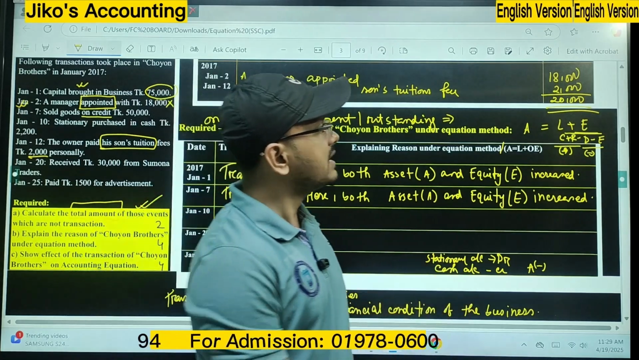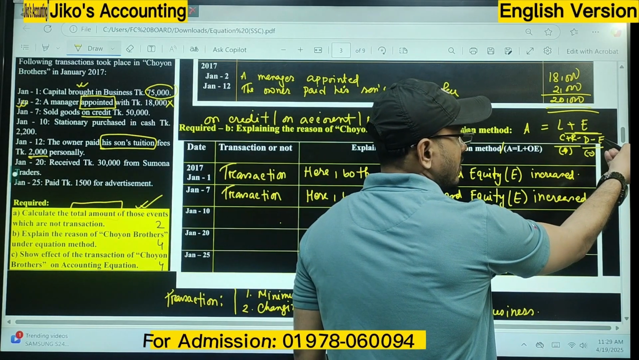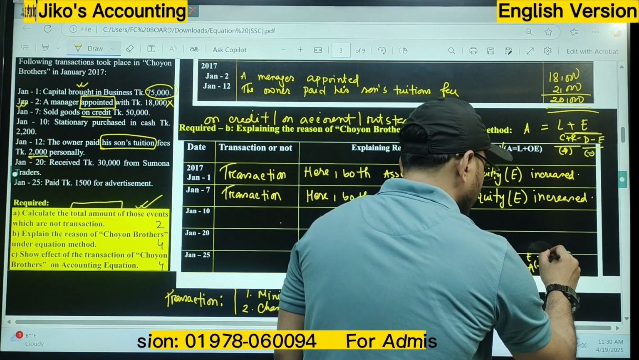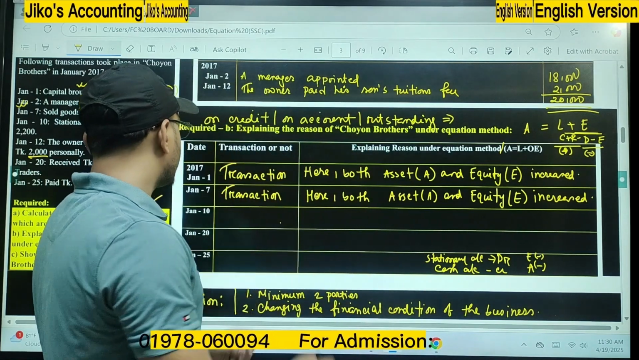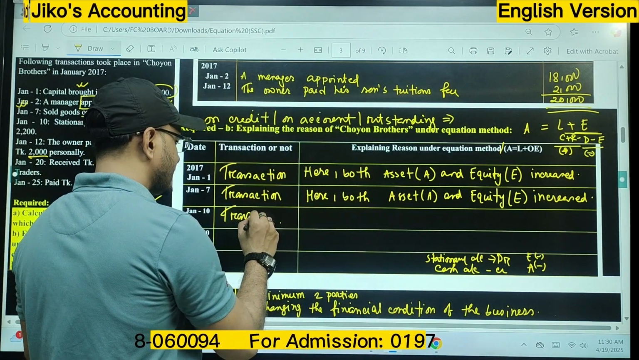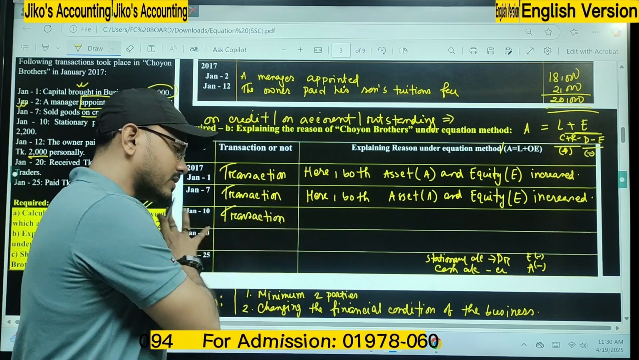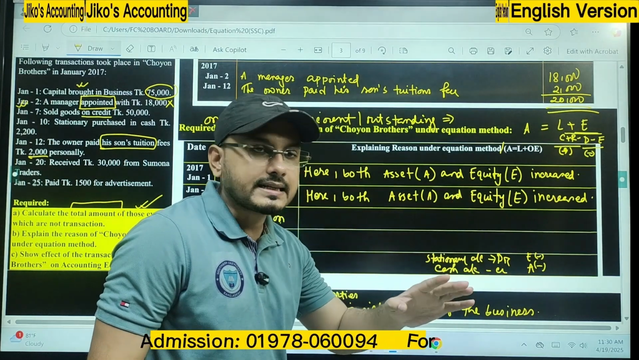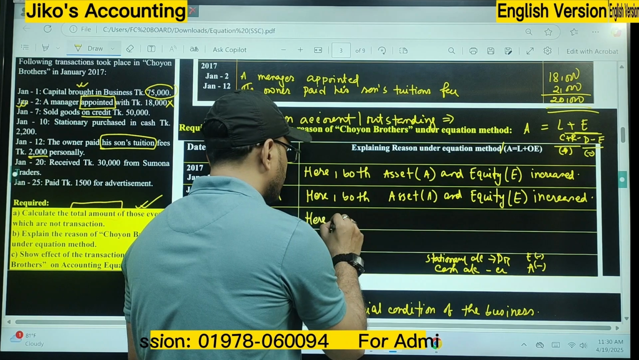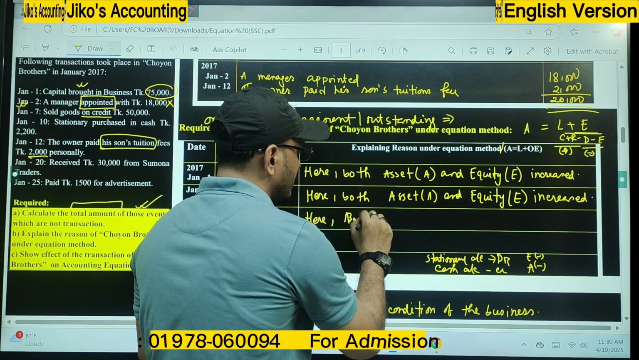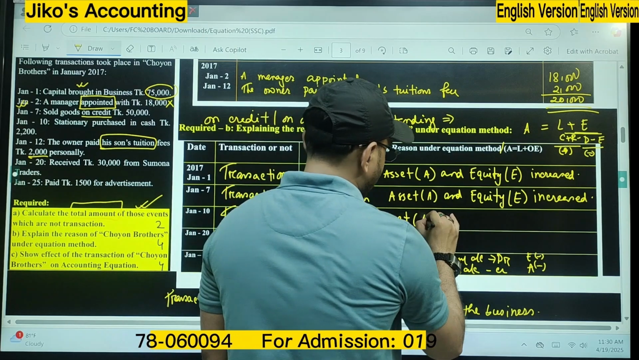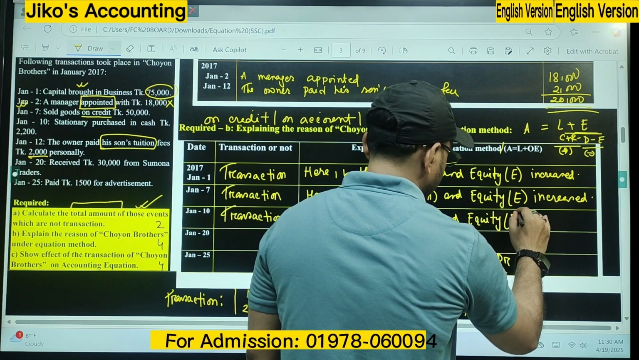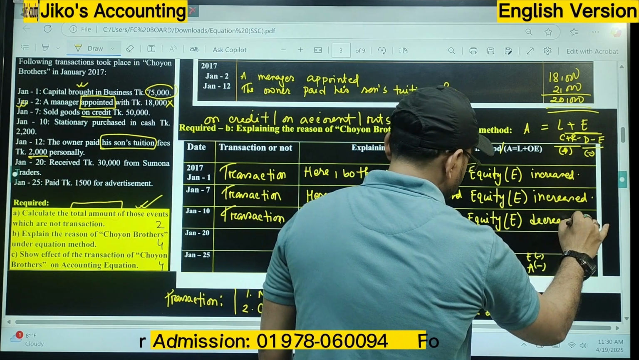How about expenses? Whenever expenses happen to the business, that indicates the reduction of the equity. Here you can see equity is also reduced. So January 10 is a transaction. Okay, sir. So what are the effects? We can see equity and asset both decreased. Both asset and equity decreased. Is it clear, sir?